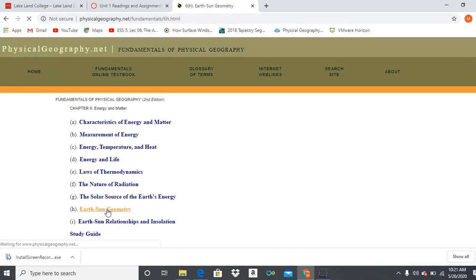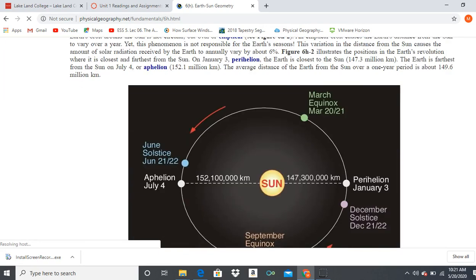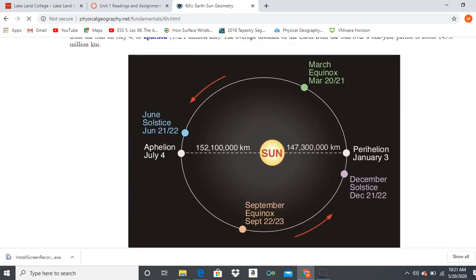Earth-Sun Geometry, Section G. I'm going to scroll down here. This is a fascinating graphic to show you that Earth's distance from the sun gets trumped by another factor. This is the Earth's orbit around the sun, and this is the movement of a year. The Earth moves around the sun counterclockwise, and on January 3rd, we actually get 5 million kilometers or 3 million miles closer to the sun than we do at our farthest point of our orbit.